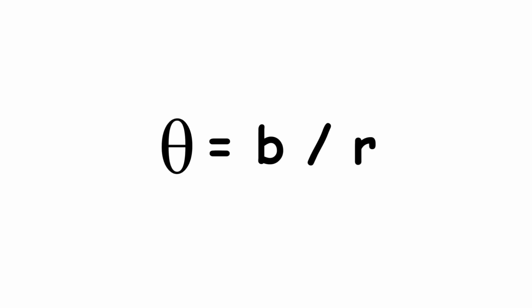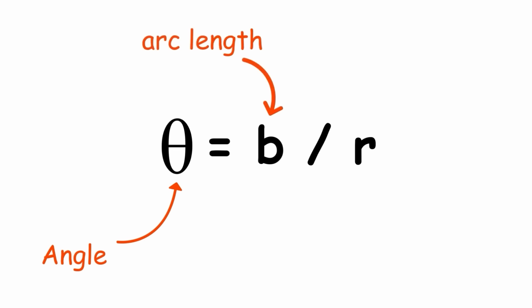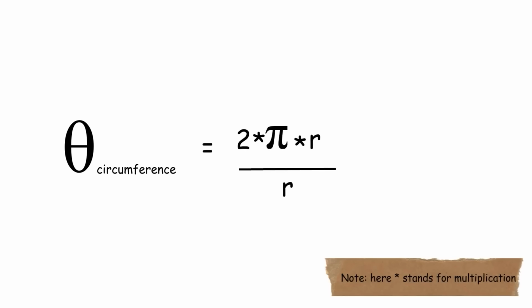The angle formed by 2 radii of a circle, measured in radians, is equal to the length of the arc bounded by the radii divided by the radius. That is, theta equals b over r, where theta is the angle, b is the arc length, and r is the radius. Therefore, the full angle subtending a circle of radius r, measured in radians, is theta equals the circumference over r, which is 2 pi r over r, equals 2 pi rad.